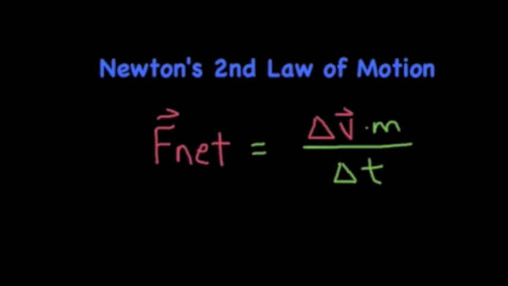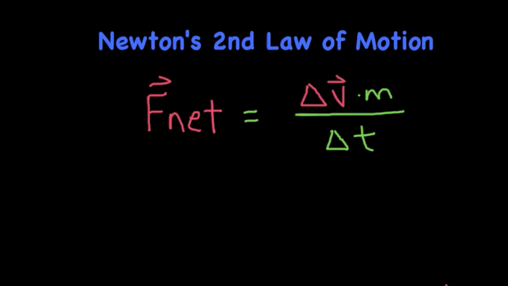Central to this lab is Newton's second law of motion. Newton's second law tells us that when there is a change in the motion of a system, in other words, when the speed or direction of the motion changes, shown here as delta V, there must be a net force not equal to zero acting on this system. The force is the cause, and the motion is the effect.